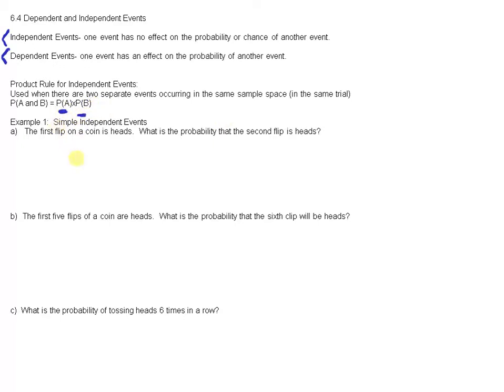So example 1, the first flip on a coin is heads. Okay, what is the probability that the second flip is heads? Well, every single time you toss a coin, the probability is reset. Just because you flip a head once doesn't mean that it erases it from the coin, and then you can only flip the tails. You can actually flip a head time after time after time. So just because the first flip was a heads, this doesn't even matter. Still the probability would be 1/2.